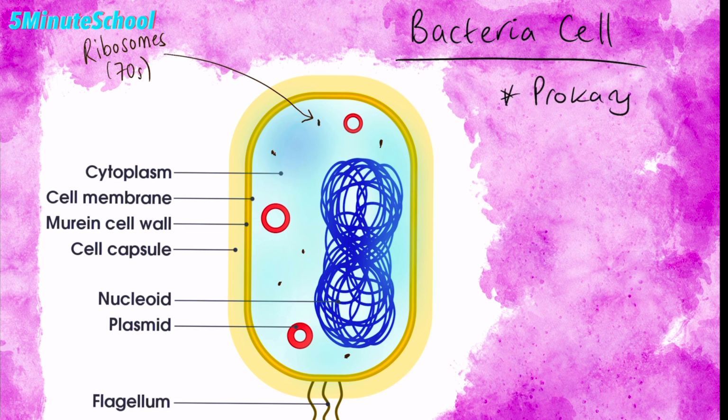So one thing to note is the size. So bacterial cells are very small. They're about 0.1 to 10 micrometers in length. This image here is like a typical bacterial cell. So there are some key features here.